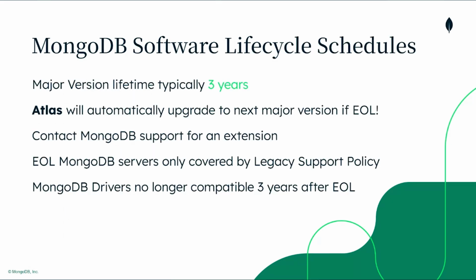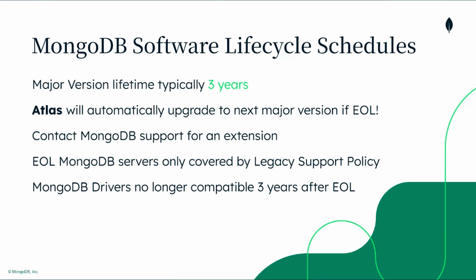MongoDB software life cycle schedule goes like this. A major version is typically going to be supported for around 3 years. Atlas is automatically going to upgrade you to a next major version if your current version has gone end of life. Now, of course, it will tell you this beforehand. In fact, it will give you at least 6 months warning before doing this, so that you can opt to switch to the legacy support policy instead.